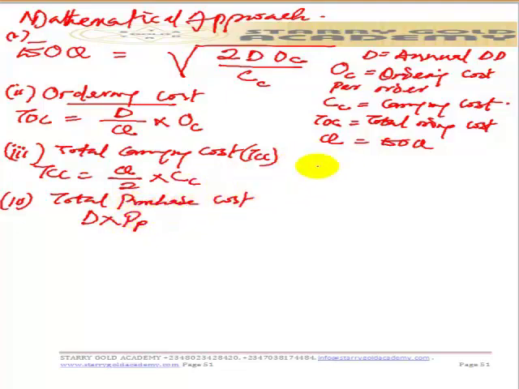Our D is still the annual demand. PP will now be the purchase price. PP is purchase price. That is the price of one unit. Then the last one we can look for is total.